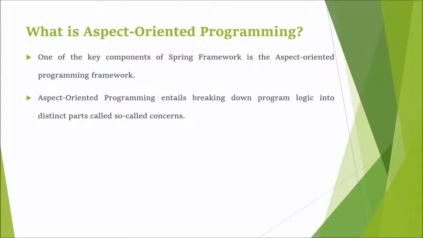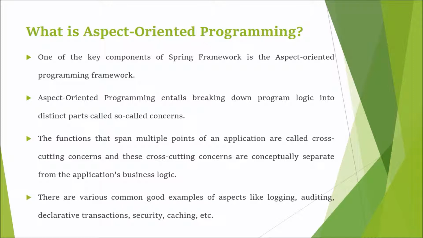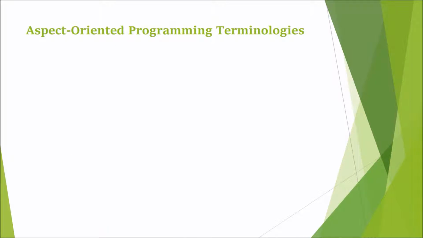Aspect-oriented programming entails breaking down program logic into distinct parts called so-called concerns. The functions that span multiple points of an application are called cross-cutting concerns, and these cross-cutting concerns are conceptually separate from the application's business logic. There are various common good examples of aspects like logging, auditing, declarative transactions, security, caching, etc.